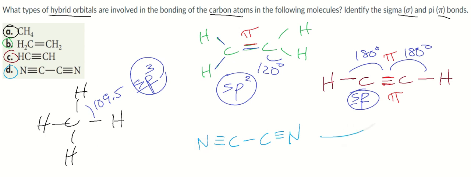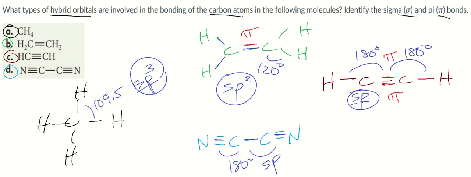So same thing as the previous one. When you have a linear geometry, you're going to need 180 degrees. So that means you're going to need to mix 1 s orbital with 1 p orbital. For each of these, you're going to get 2, right? There's one of the sp orbitals, there's another one, and there's another one there. Okay, so each carbon is going to have 2 of them.